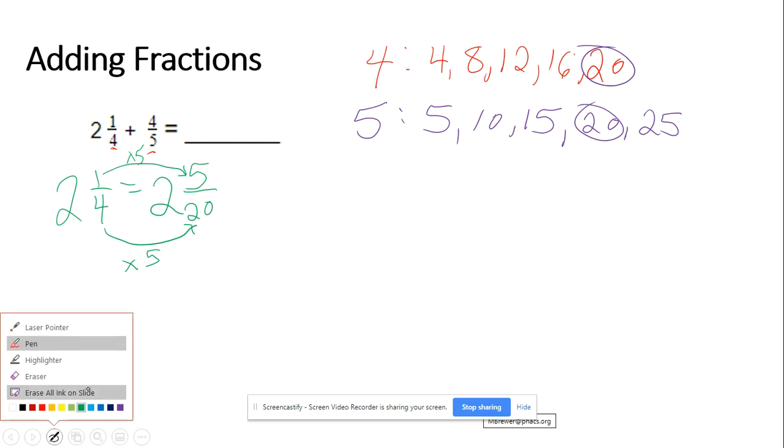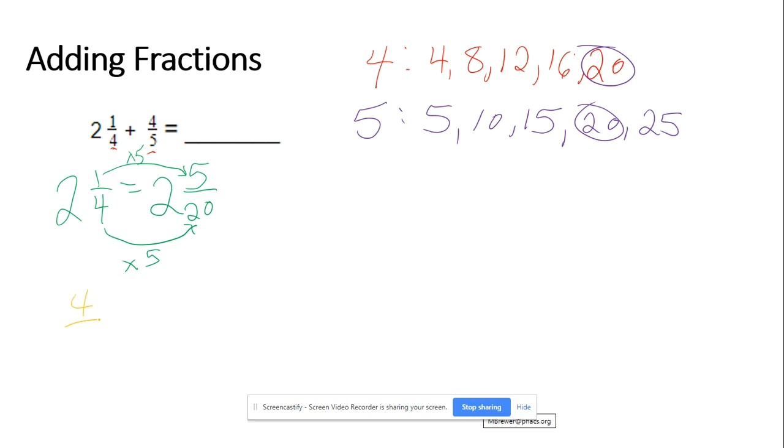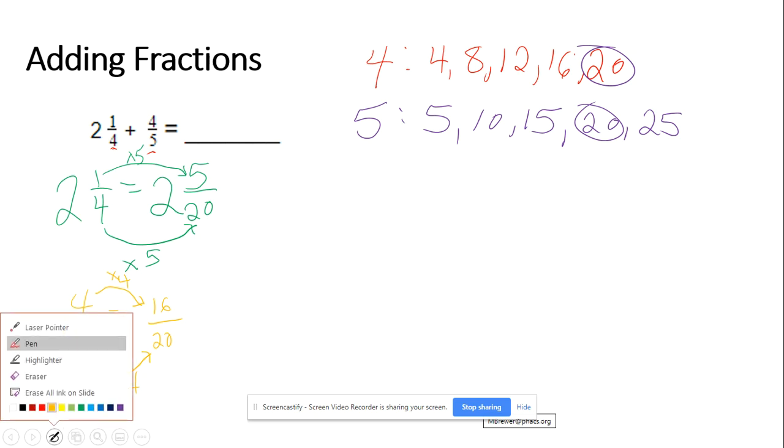Let's do the same thing with 4/5. We're going to rewrite this using 20ths. So here, 5 times 4 equals 20, so let's multiply by 4 on the top. 4 times 4 is 16. So 4/5 is equivalent to 16/20.